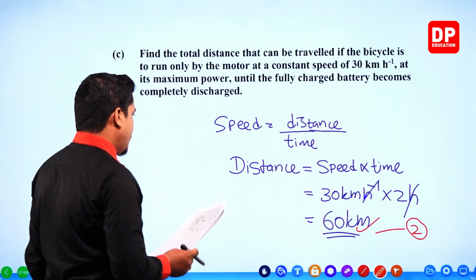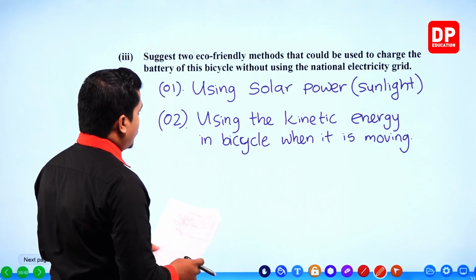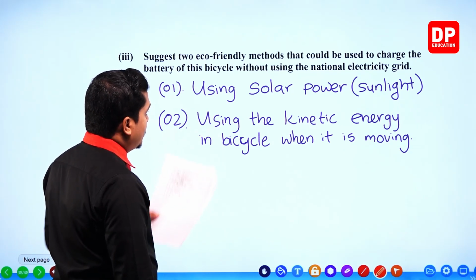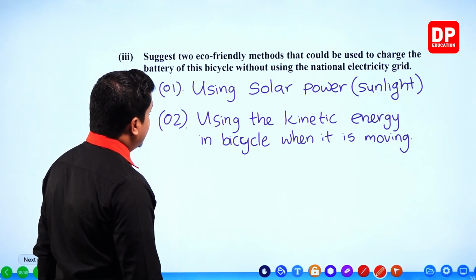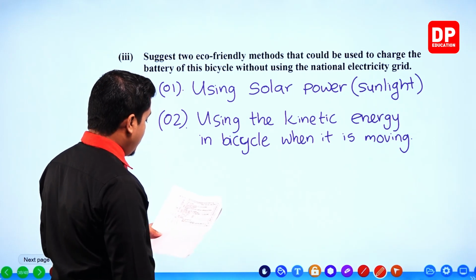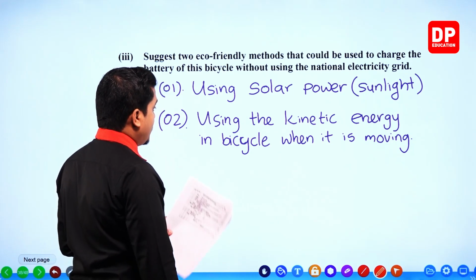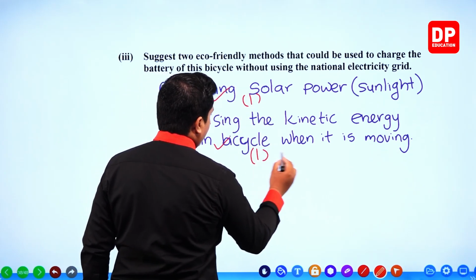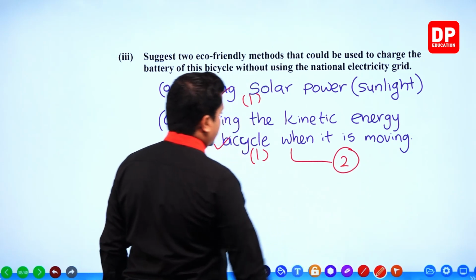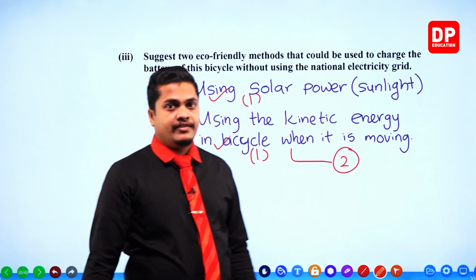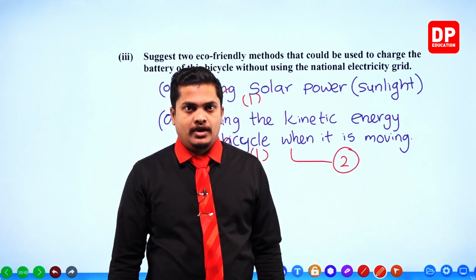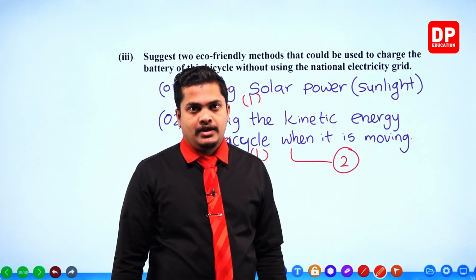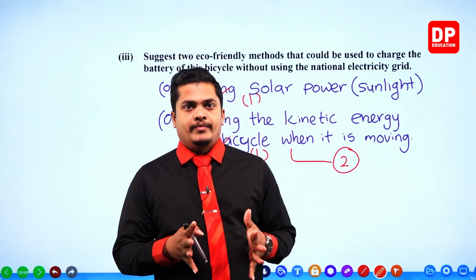Then my dear children, finally, for writing down 2 answers or 2 different methods in using this recharging process, they have given 1 mark each, so altogether 2 marks. So this is the way of giving marks for the questions. So altogether there are 20 marks, my dear children.